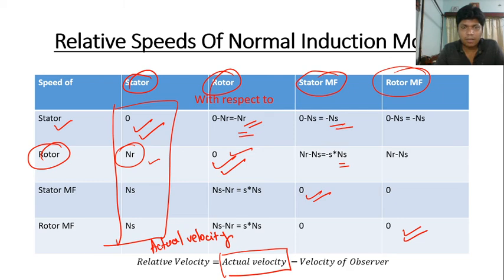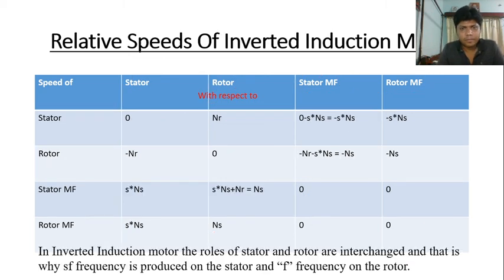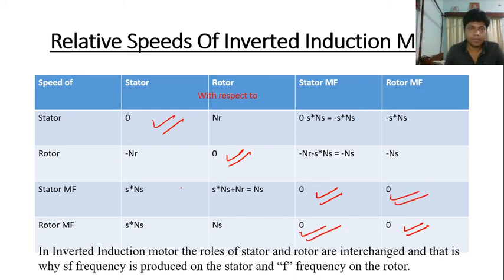So this is a very important table regarding the relative speeds of the normal induction motor. In a similar manner, for the relative speeds of the inverted induction motor, speed of stator with respect to stator, that is with respect to itself, is always 0. Similarly, speed of stator magnetic field with respect to rotor magnetic field will also give the value of 0, right?